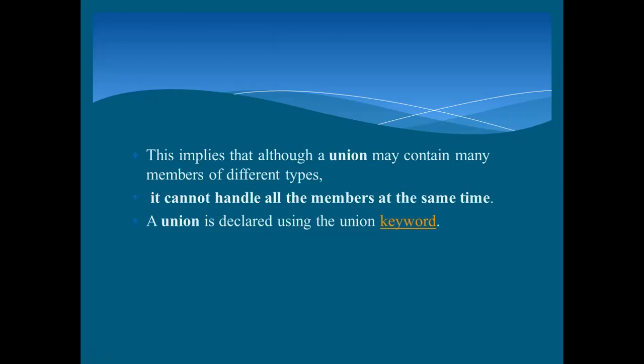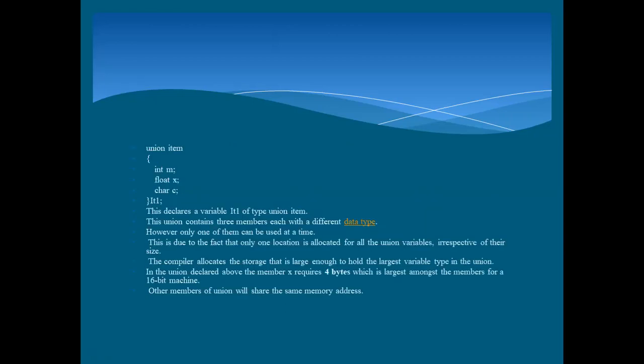So this implies that although a union may contain many members of different types, it cannot handle all the members at the same time. A union is declared using the union keyword. The general syntax is: union, name of the union, tag name, open curly braces, closed curly braces, and inside we write the members. Except for the keyword union, the syntax is similar to a structure. The difference is only the memory.